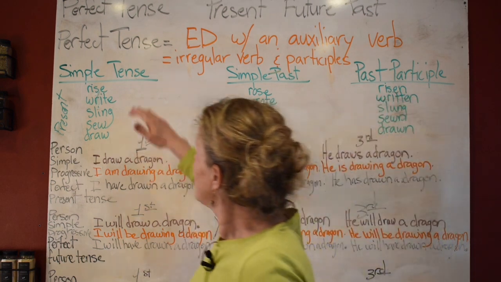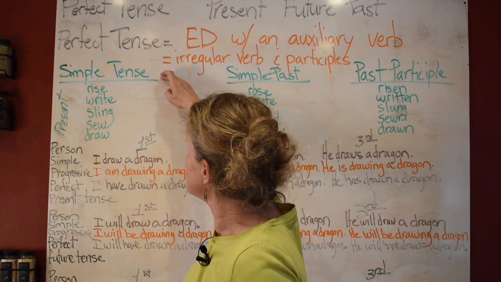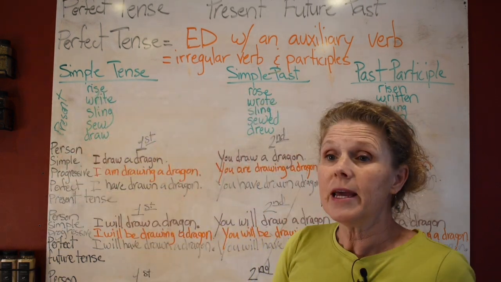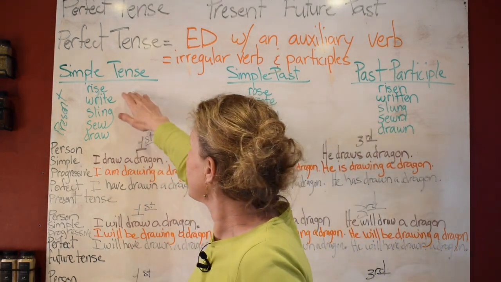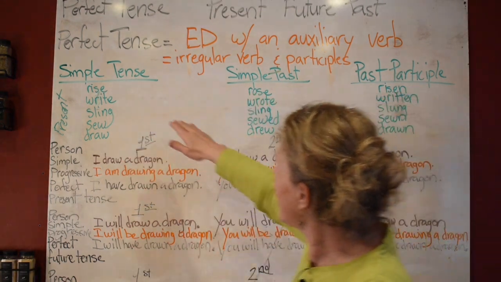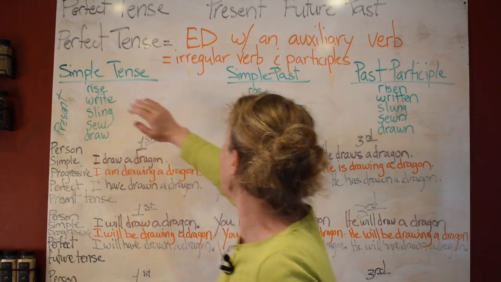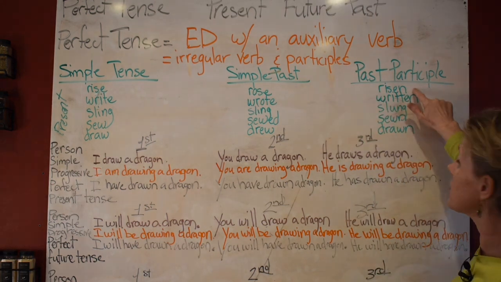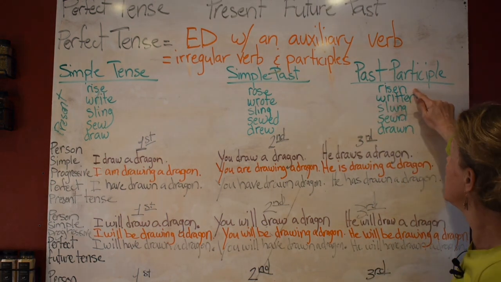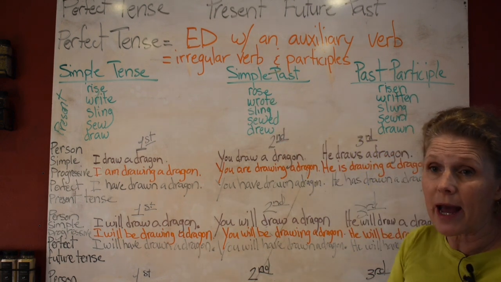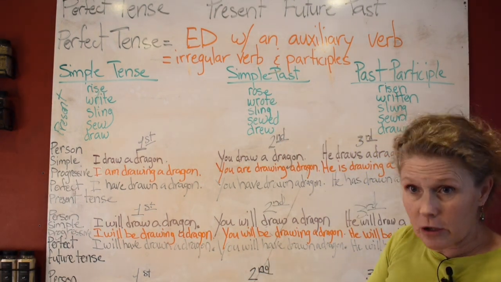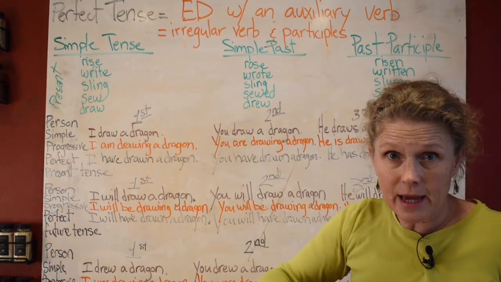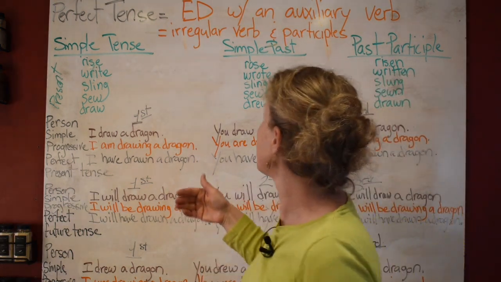Now, let's talk about, we have the simple tenses right here. We're going to go through and we're going to put these in their proper tenses in every single one. So we have our simple tense, rise, simple past is rose, and our past participle is risen. So these are the things, remember how we had those irregulars a while ago? And these are things, did you guys study them? We're going to now put them together.